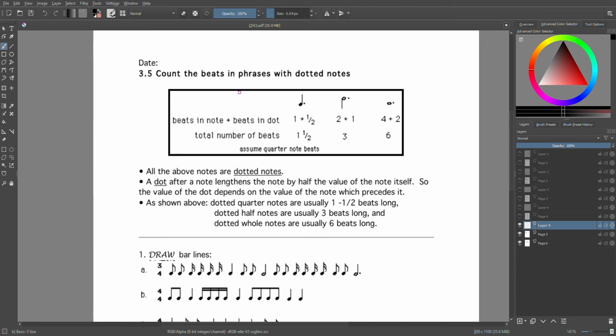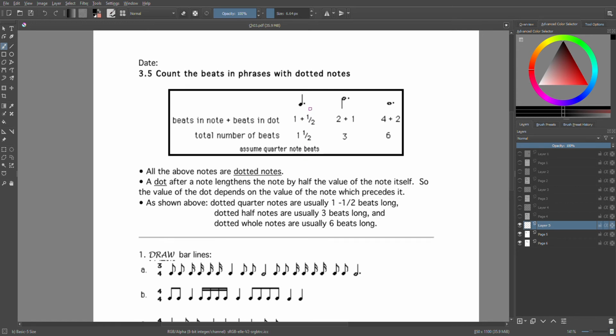Well, we have this thing called a dot. And this is what it looks like on a quarter note, this is what it looks like on a half note, and this on a whole note. So, when you add a dot to figure out how long you're going to hold it, you're going to add half its value. So a dot after a note lengthens a note by half the value of the note itself. So the value of the dot depends on the value of the note which precedes it, or comes before it. So for example, we have a quarter note with a dot. Quarter note is usually 1 beat.